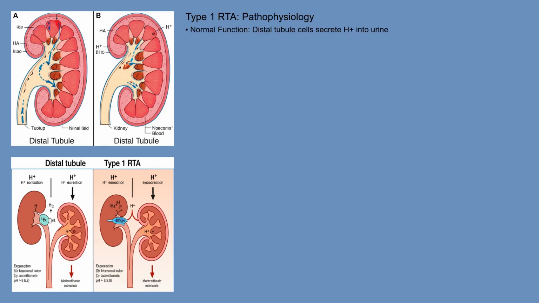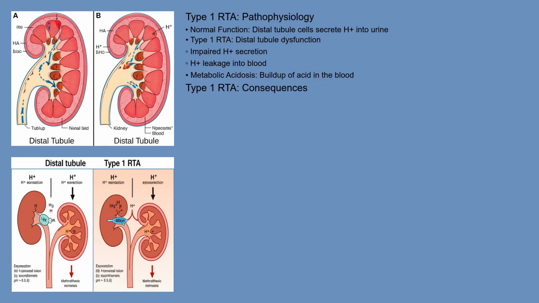Normally, the distal tubule cells are responsible for secreting hydrogen ions into the urine, allowing the kidneys to eliminate excess acid from the body. In type 1 RTA, these cells malfunction. They either can't secrete enough hydrogen ions, or the collecting duct cells leak hydrogen ions back into the blood. This leads to a buildup of acid in the blood, resulting in metabolic acidosis. This chronic acidosis has several downstream effects, like bone demineralization, kidney stone formation, and growth retardation in children.